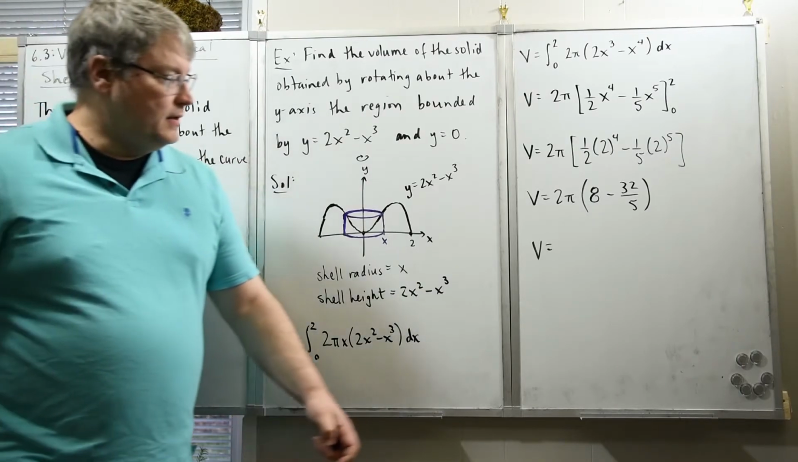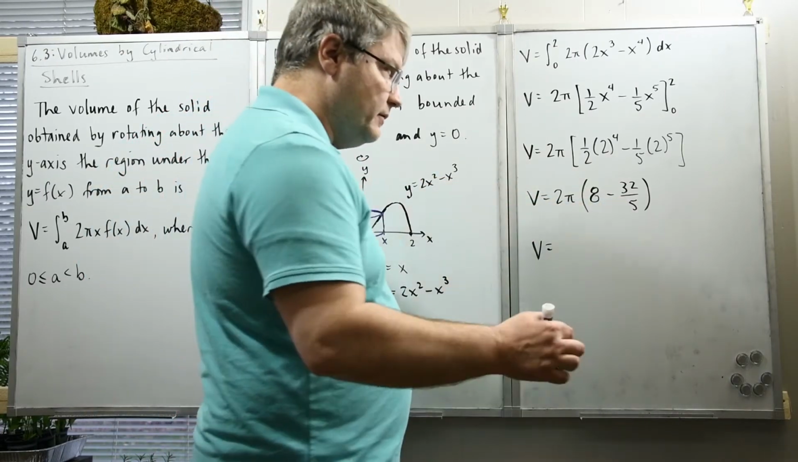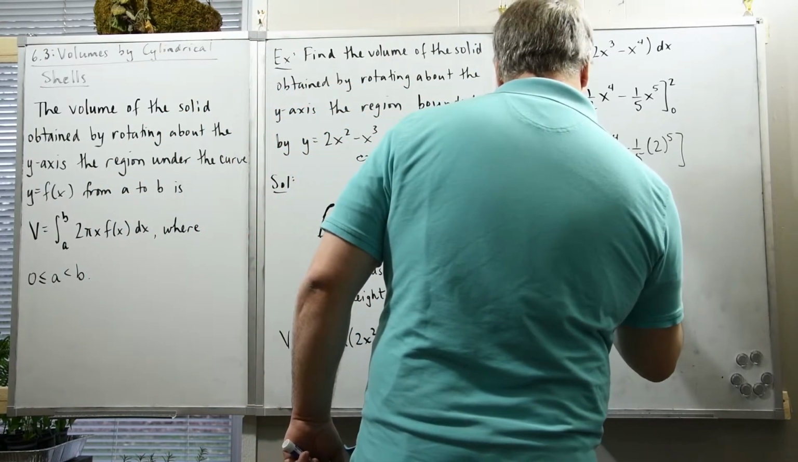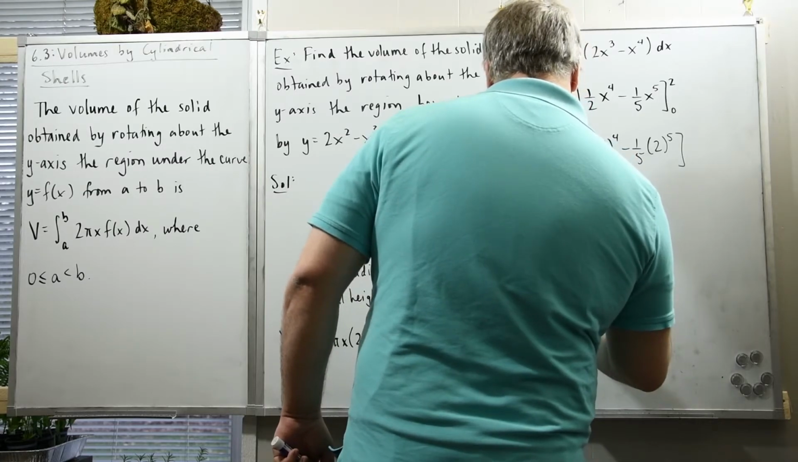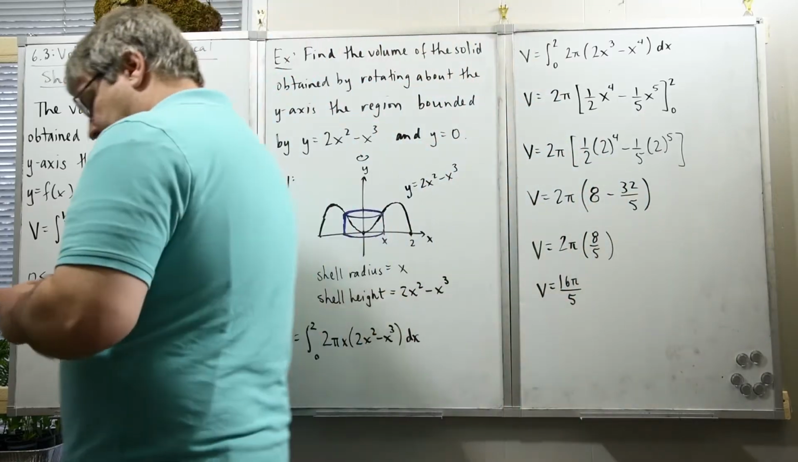Now, 8 is the same thing as 40 over 5. You subtract 32 over 5 from that, you get 8 over 5. So 2 pi times 8 fifths, which means that our volume is 16 pi over 5.